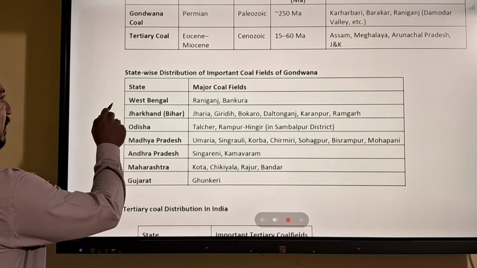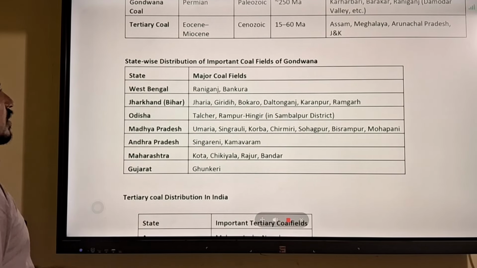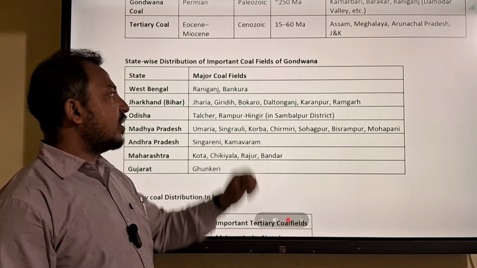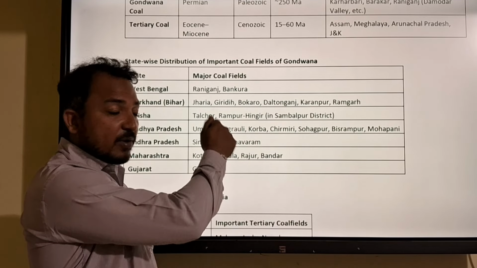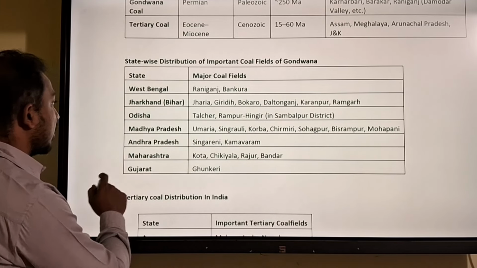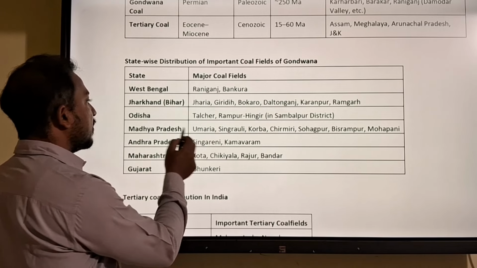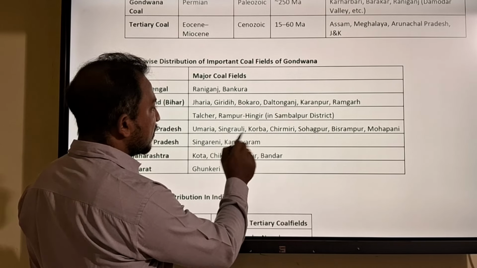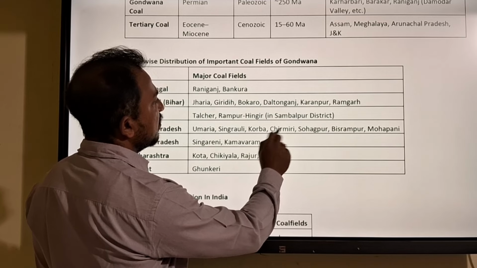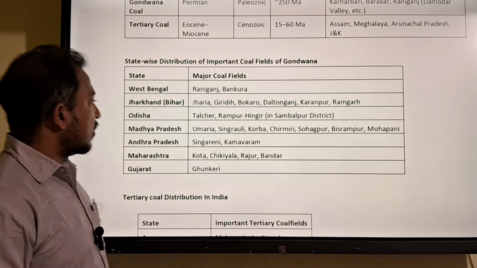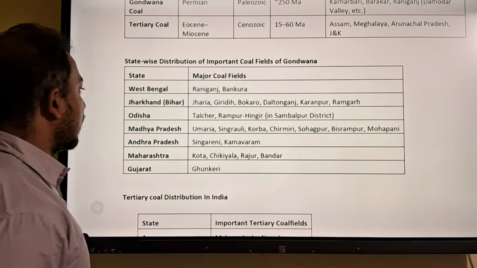So this is the statewide division of Gondwana coals. Raniganj, Bankura in West Bengal; Jharkhand: Jharia, Giridih, Bokaro, Daltonganj, Karanpura, Ramgarh. You can pause this, it is very important. Write down all this. Then Odisha: Talcher, Rampur, Hingir, then Sambalpur district. Madhya Pradesh: Umaria, Singrauli is very important, Chirimiri is important, Sohagpur is also important. Pench Valley is also a region in Madhya Pradesh where you will get coal.